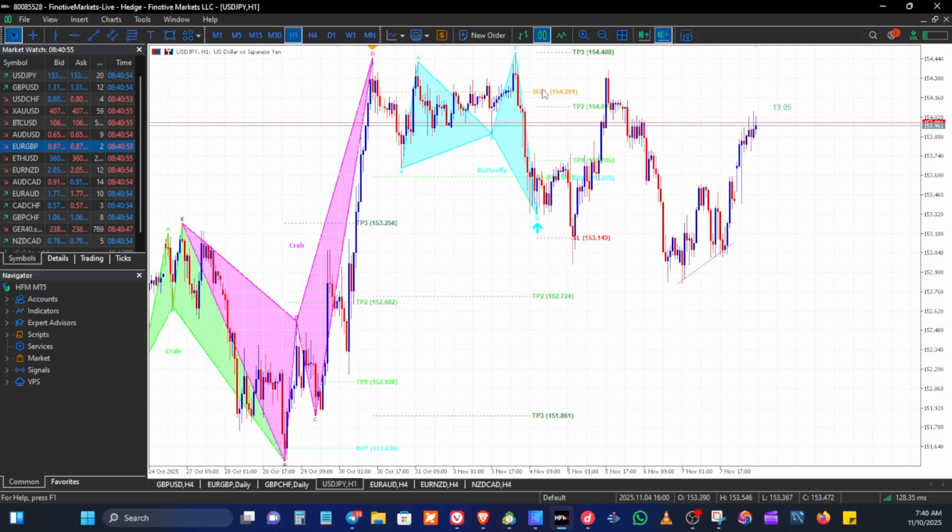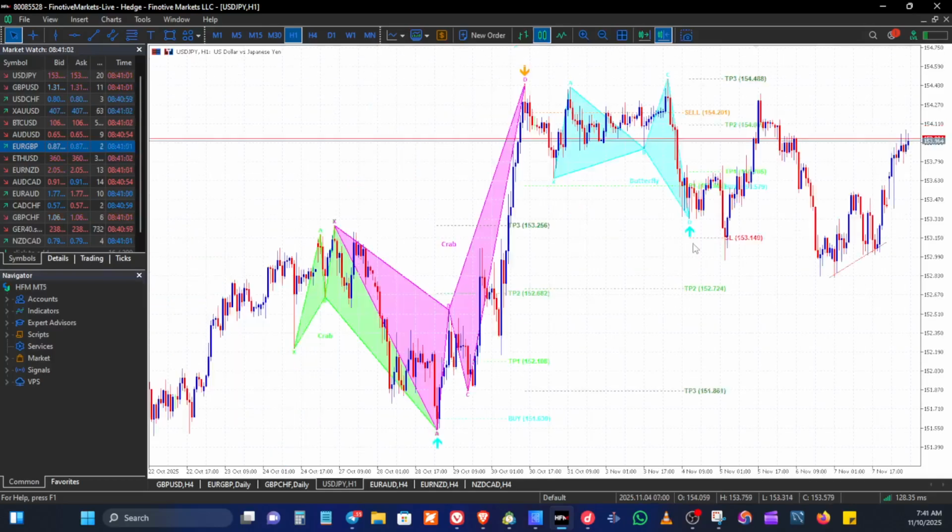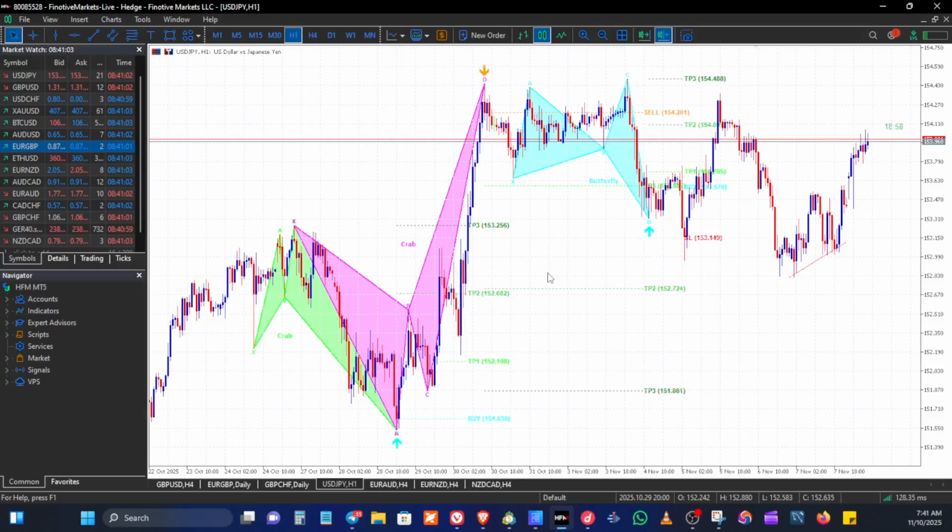This was also a setup that played out in the month of October, and we were able to achieve a massive profit on that one. This one happened in the month of October as well. So you can see how the indicator is helping us to achieve profitable opportunities.